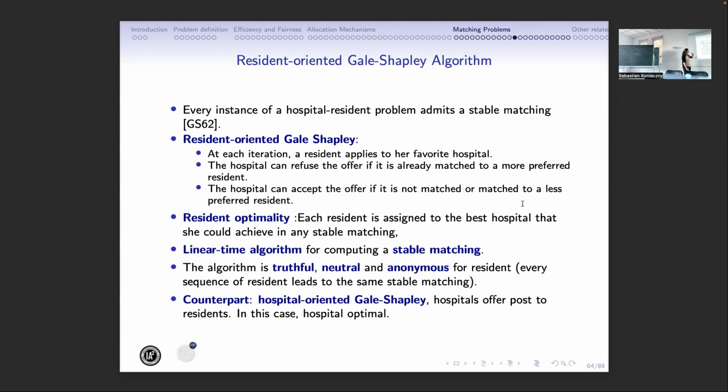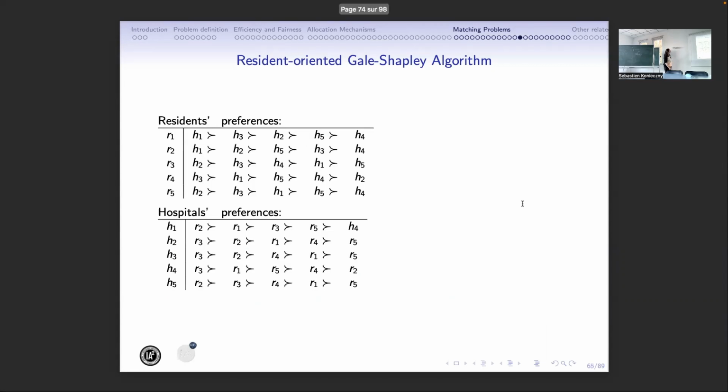The algorithm is also truthful, so it means the agents don't have an incentive to misreport their preferences. It is also neutral and anonymous for residents. Anonymous for residents means that whatever the sequence of residents you take as input, it will lead to the same stable matching. So you don't care about the sequence of residents who make the proposals. I will come back later to the counterpart of the algorithm.